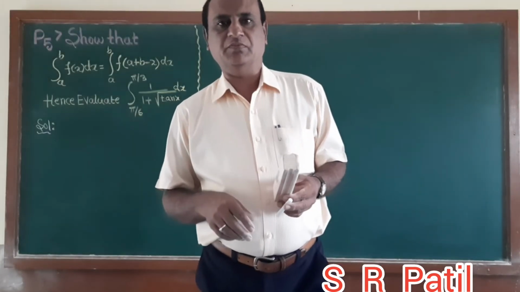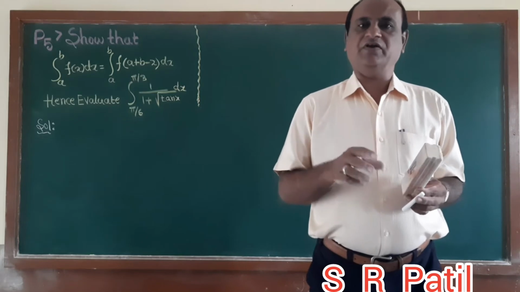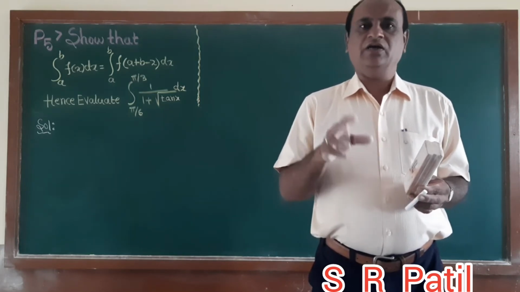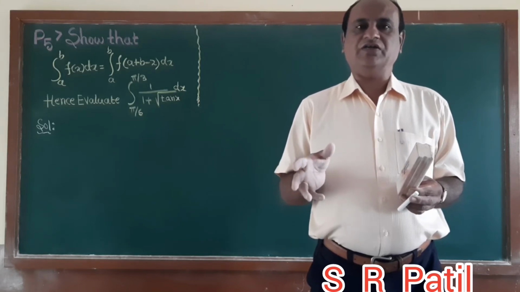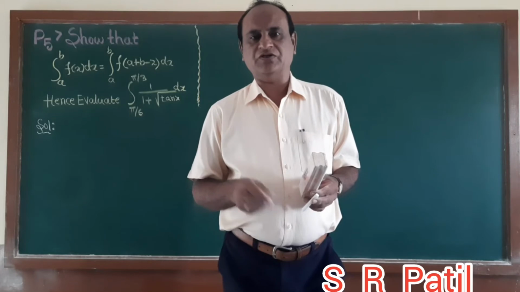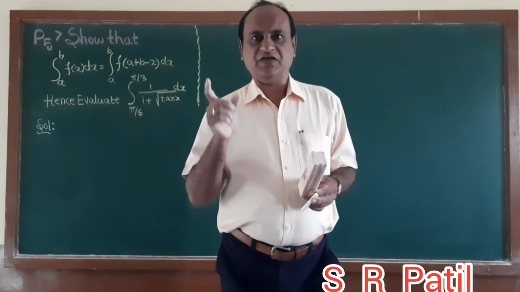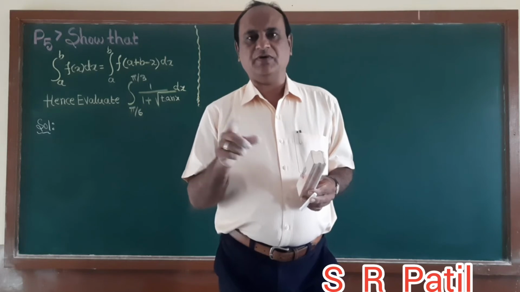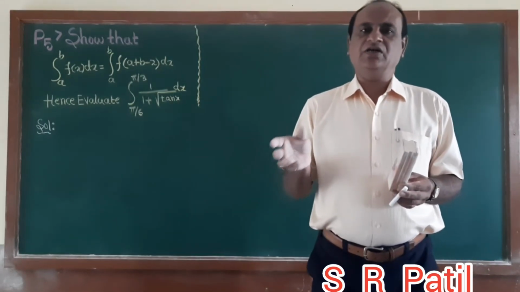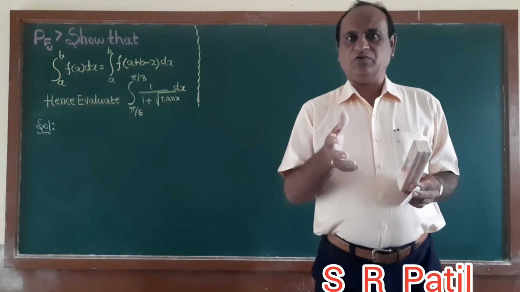Then the property number P4: integral 0 to a f(x) dx is equal to integral 0 to a f(a minus x) dx. The meaning of P4 is that in place of x, we replace it by upper limit minus x, that is a minus x. Start with the RHS and prove the LHS.